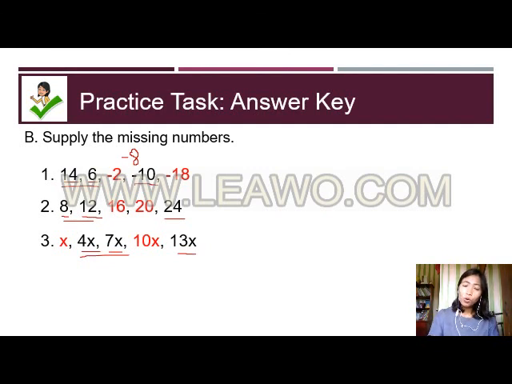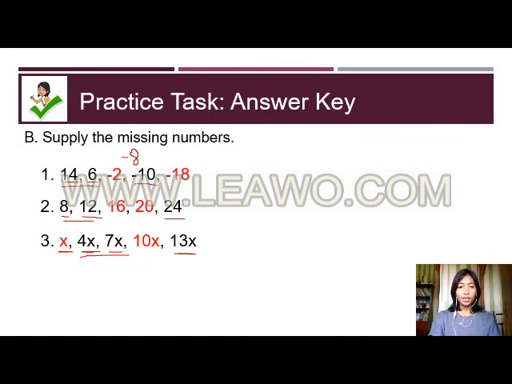So if from this missing term, naging 4x by adding 3x. So, ano yung dinagdagan ng 3x or ilan yung kulang sa 3x para maging 4x? So, definitely 1x. That's why we have here x. Then, apply to 7x plus 3x. We have 10x plus 3x. So, we got 13x. So, it's true. So, our pattern is correct.